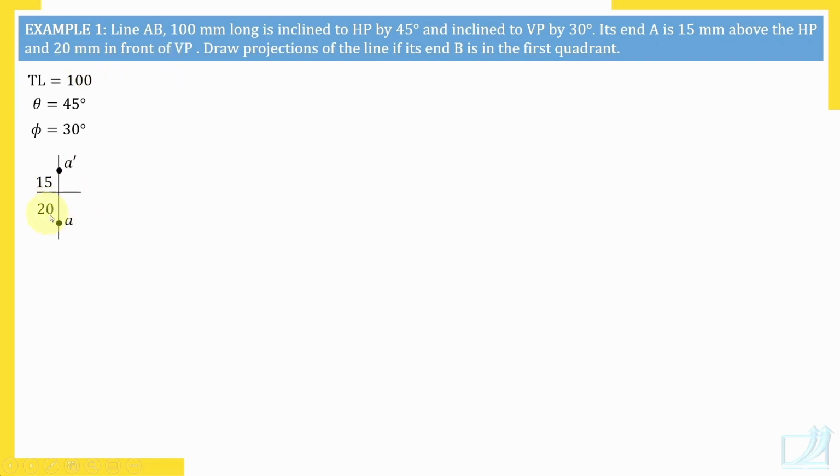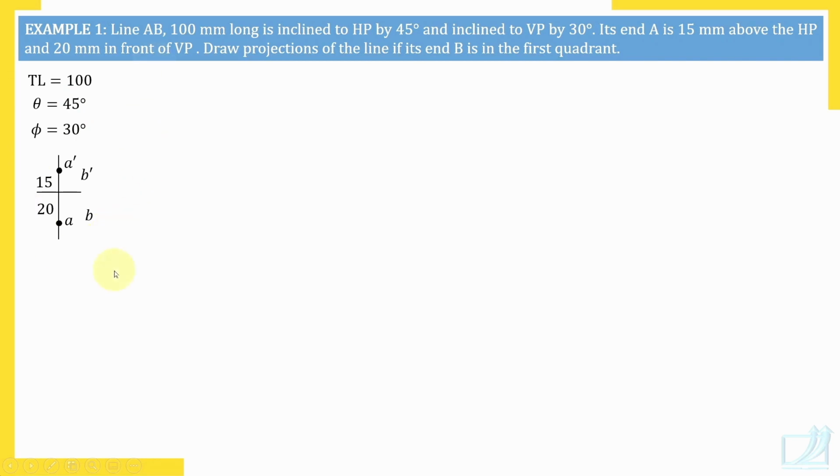In front of XY line measure 20 mm, and the top view gives the distance from VP. Draw projections of the line if its end B is in the first quadrant. First quadrant means the front view of point B is above the XY line and the top view is below the XY line. So this is the information in the problem.